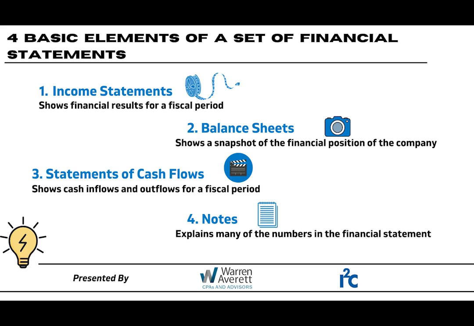The income statement is a bit like a movie. It shows what happened over a period of time, a fiscal period. The balance sheet is more like a photograph. Where is the company as of a specific point in time?